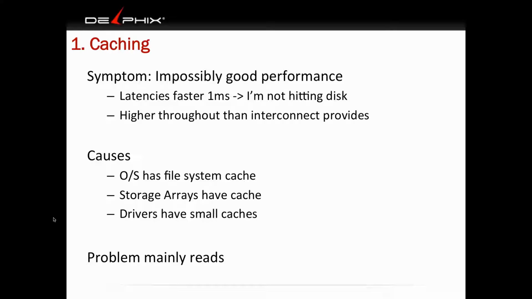So things like this, if I see I/O is faster than 1 millisecond, I know there's caching somewhere. A fast disk read off physical disk is 6 milliseconds. If my average is a millisecond, I'm hitting cache.